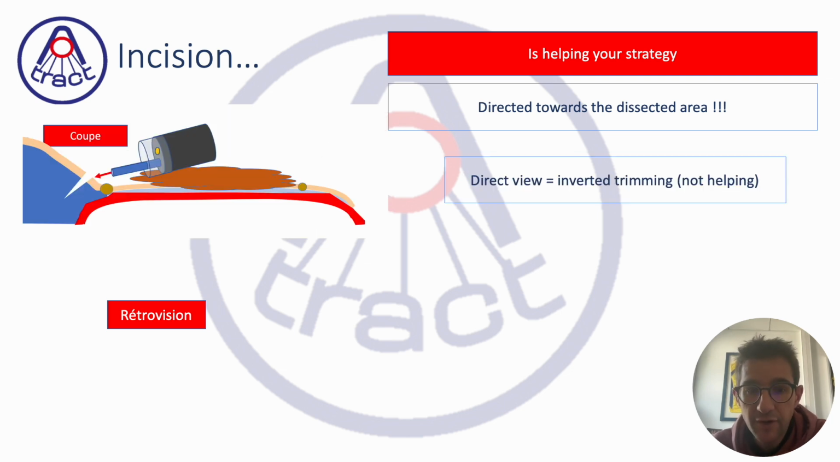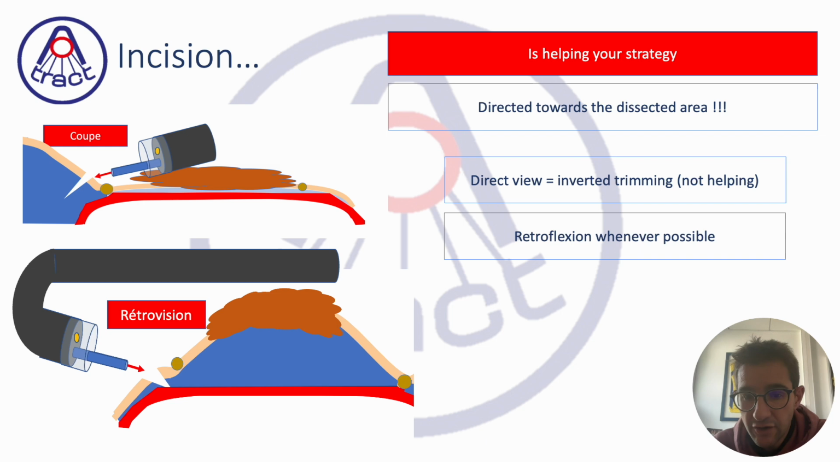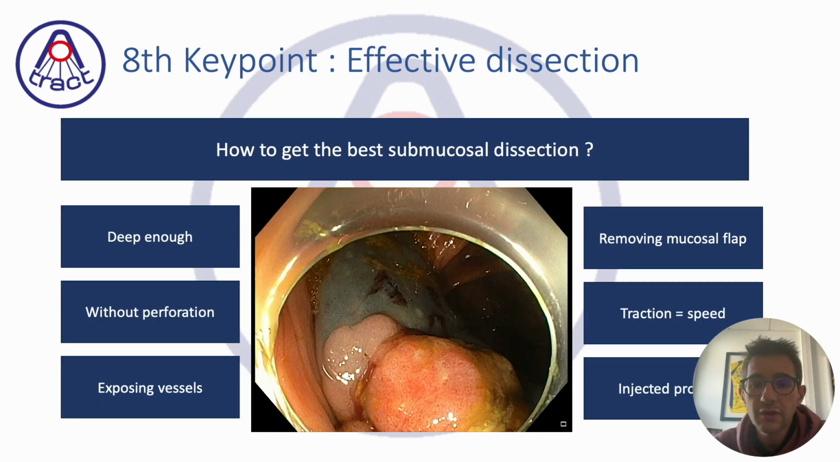When it is possible in the right colon, it's better to do your incision in retroflex position, because you will not do an incision on the opposite wall, but you will begin the dissection of the lesion you want to remove. So when it's feasible, do it in retroflexion. When it's too difficult or too dangerous because the colon is too small, you should probably do it by direct viewing. How to get the best submucosal dissection?